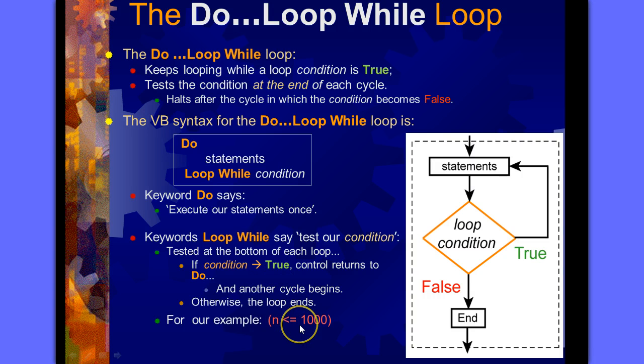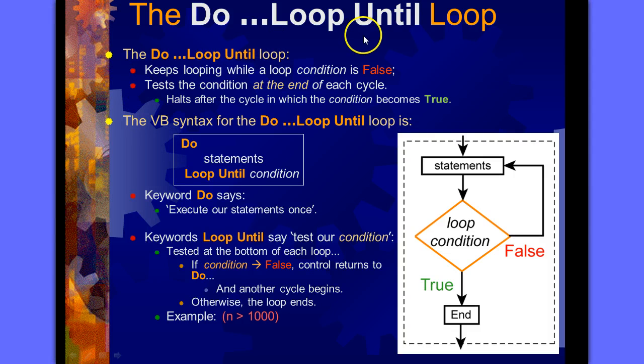So we could have n is less than or equal to 1,000. I may have said that wrong. Actually, if we have the condition at the end, we still have the same condition here. It still goes through the same number of cycles. But let's check a little further.